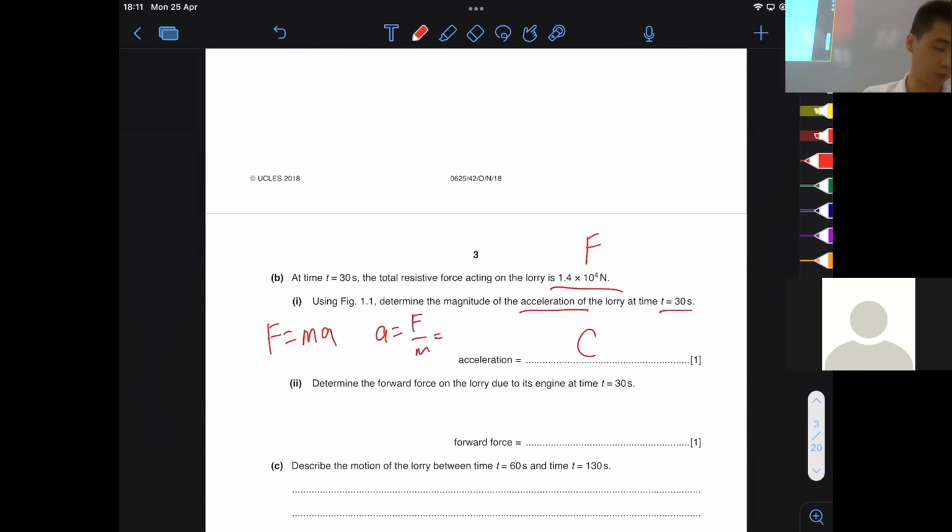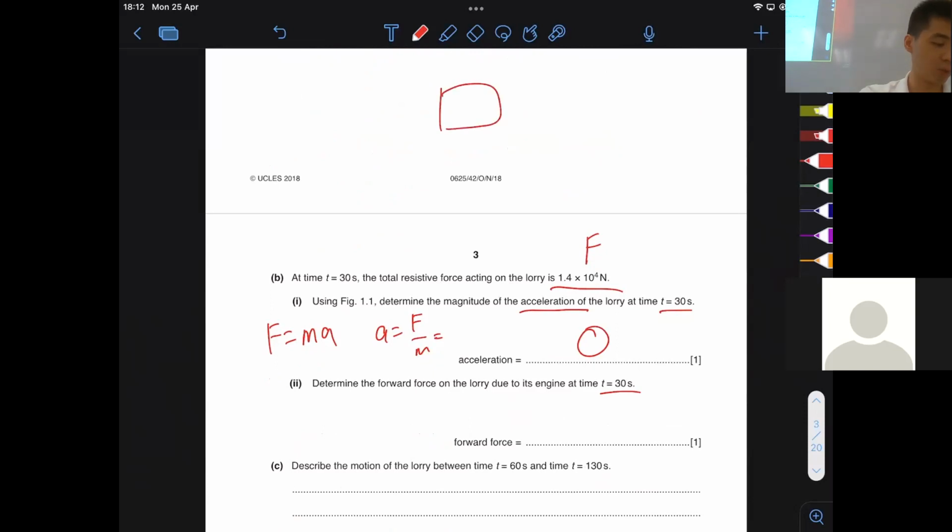There's no calculation here. Then after that, determine the forward force of the lorry due to the engine at t equals 30. How do I do this? What do you think the answer will be? 0 here. Where got 0? Yes, that's true. What Wing Yan says is true.